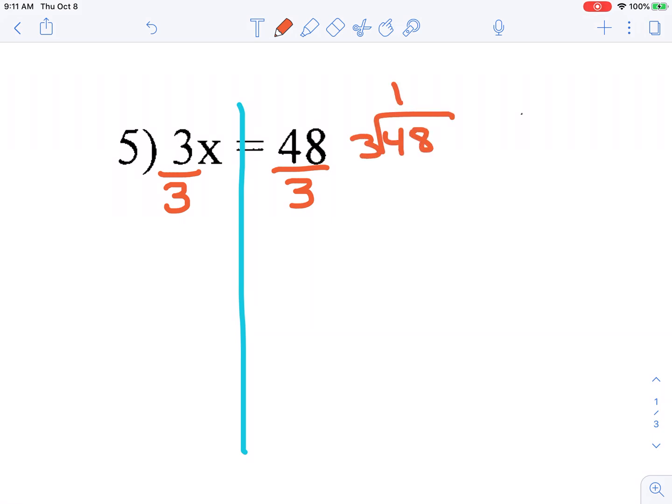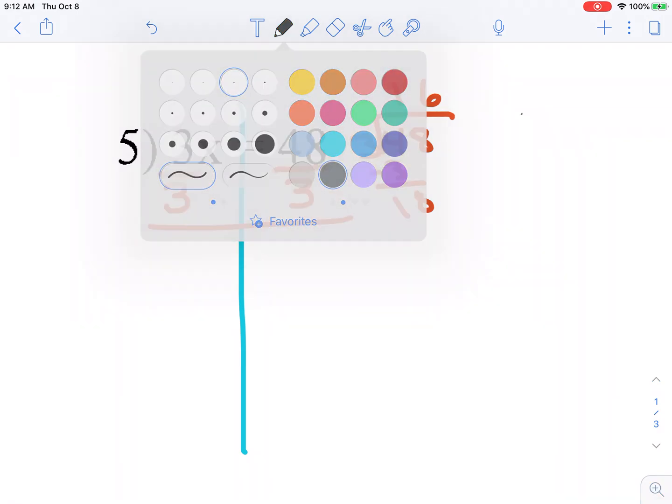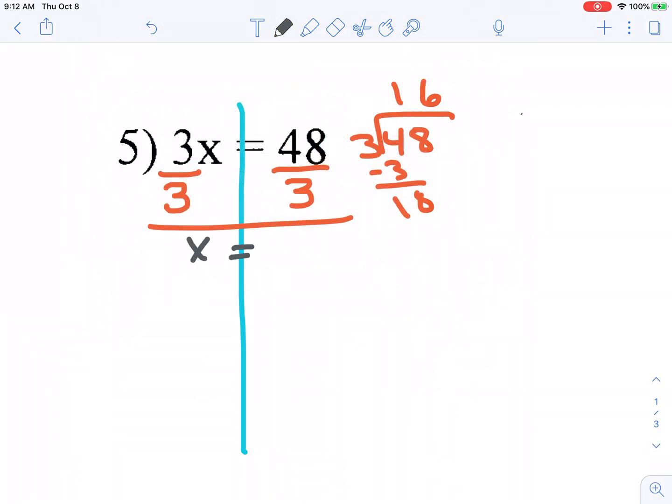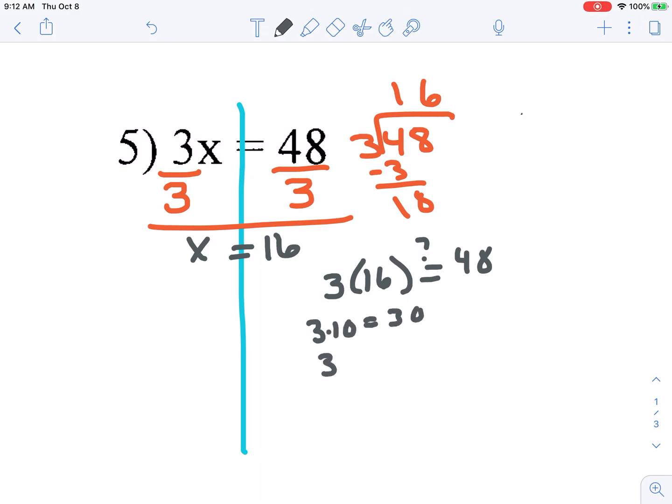So 48 divided by 3. 3 goes into 4 once. And then bring down my 8. 3 goes into 18 6 times. So x equals 16. And I could check it because I could do 3 times 16. Does that equal 48? And it does. In my head, I do 3 times 10, which is 30. I do 3 times 6, which is 18. And then 30 plus 18 is 48.